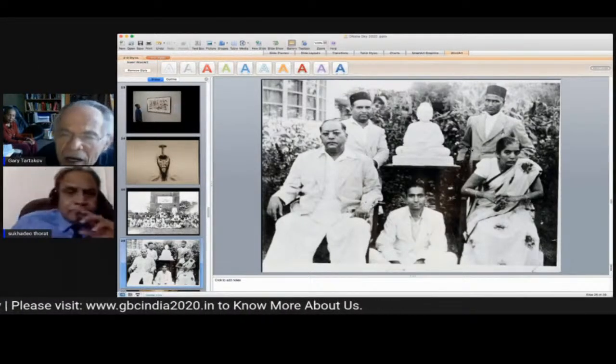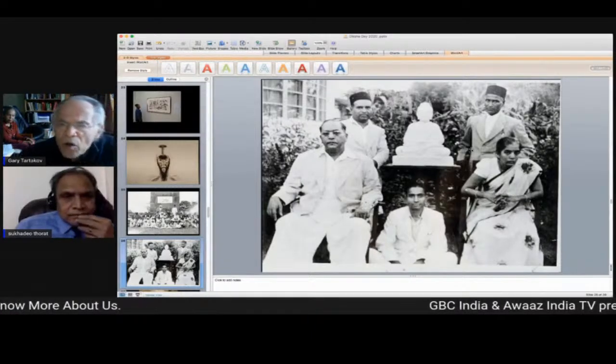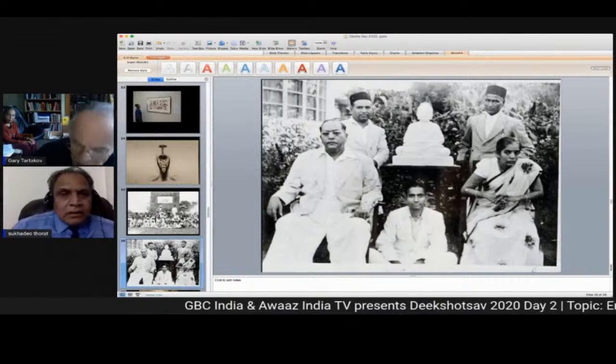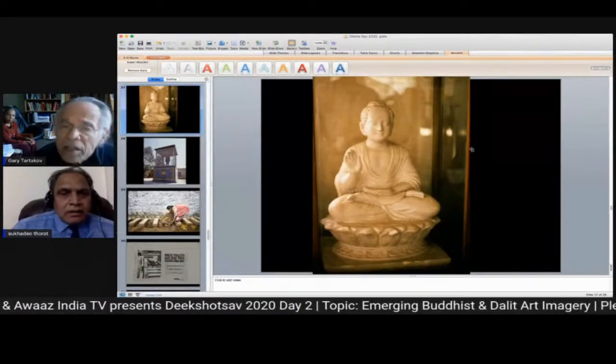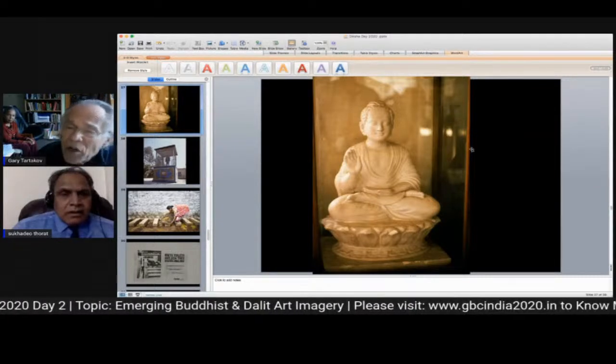And then he came back a couple of days later and he said, well, do this, change this the way here, change the robe in this way, change the hands in this way. So Ambedkar participated in this design as it was made. So this is a Buddha image designed by Dr. Ambedkar.